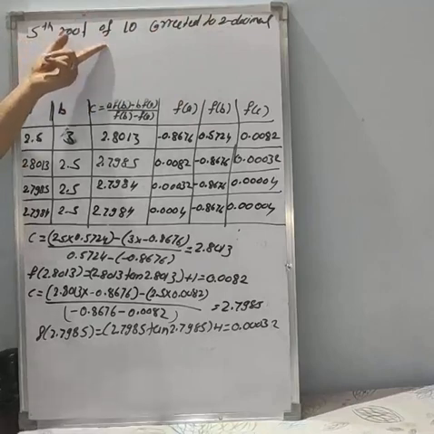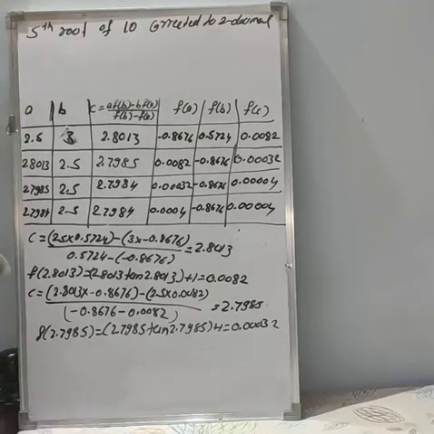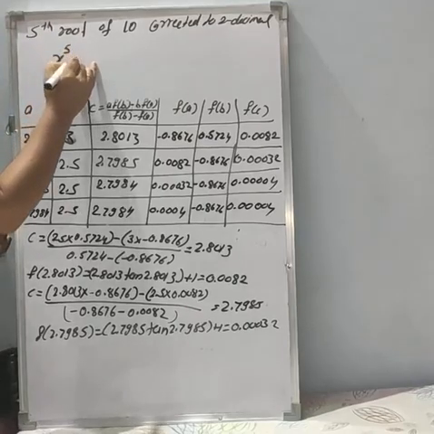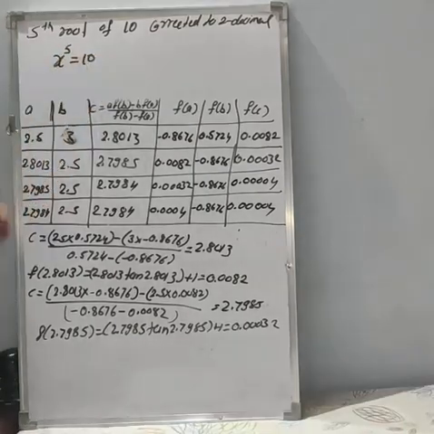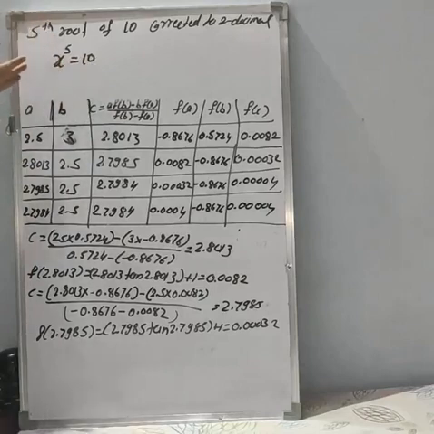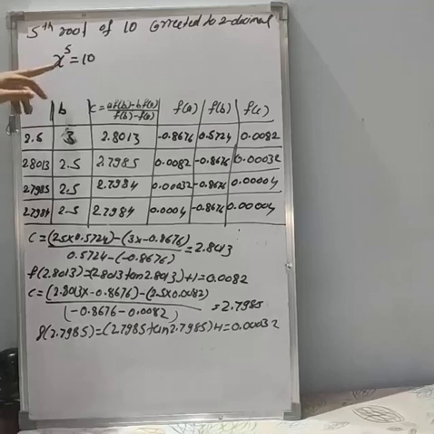Fifth root of 10, okay, means if x is any real number, then we have to take x raised to 5 is equal to 10. That is the meaning of fifth root of 10, okay? If for some number x, that number raised to 5 is nothing but 10, we have to find that value, okay?